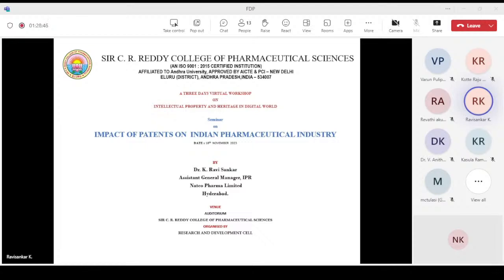The different types of intellectual property rights are already given. I don't want to take a lot of time on the introduction part. I just want to ensure that, as we are pharma people, we know what the impact of intellectual property is on our pharmaceutical industry. I just want to give a small brief idea on this topic. So I have selected this topic. If you feel any doubt, please don't mind stopping me.